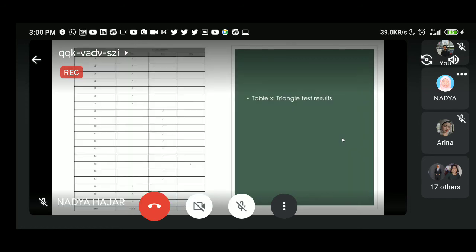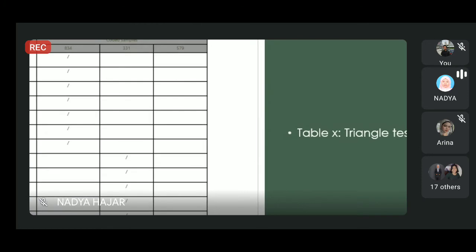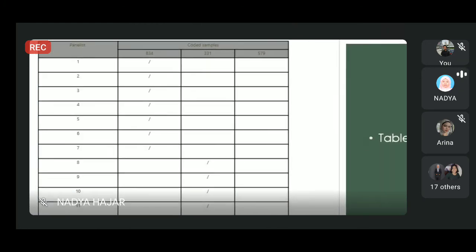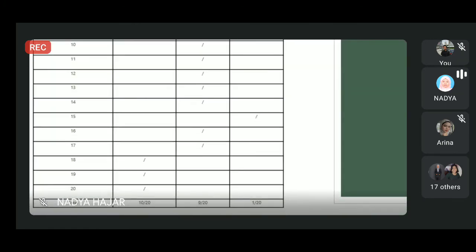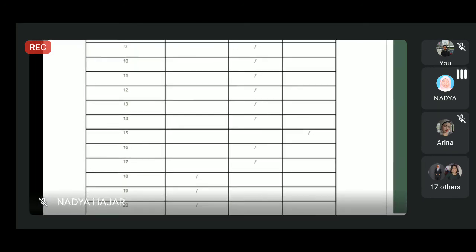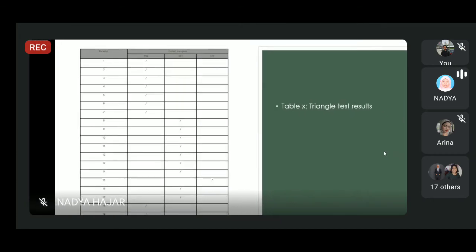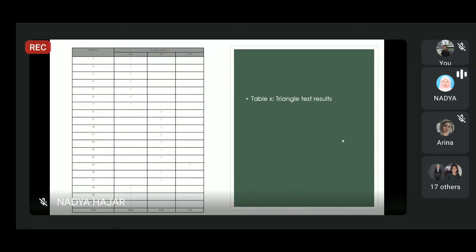Okay, kat sini adalah test results. Dekat sini orang kata yang berbeza tu adalah kod 834, 10 orang, 331 adalah 9 orang, 579 adalah 1 orang je. So kat sini kita kata 10 orang yang kata sampel 834 adalah sampel yang berbeza. 331 dengan 579 adalah sampel yang sama.